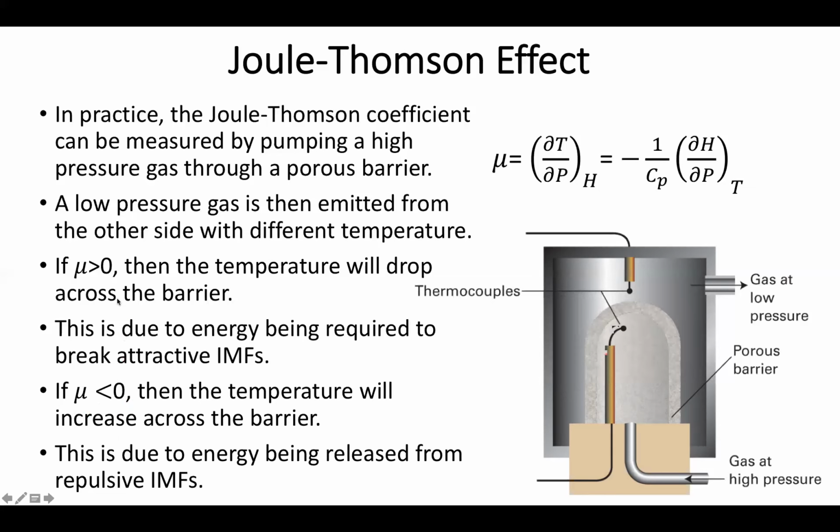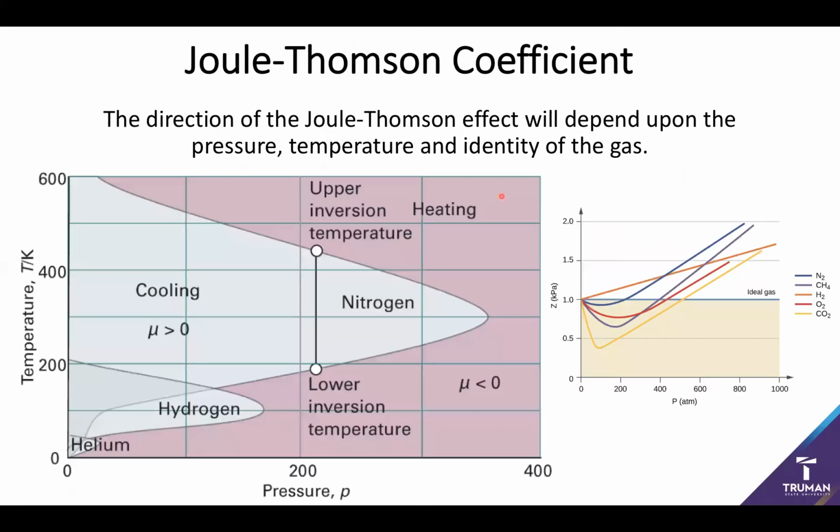And so what we find is if you have attractive IMFs, you're going to have a temperature drop, a positive Joule-Thomson coefficient. If you have repulsive IMFs, you're going to have a negative Joule-Thomson coefficient. And if you're ideal and have no IMFs, then theoretically you should have a Joule-Thomson coefficient of 0, which again is one of the reasons why our typical ideal enthalpy equation is so relatively simple, because this term will go to 0 for an ideal gas.